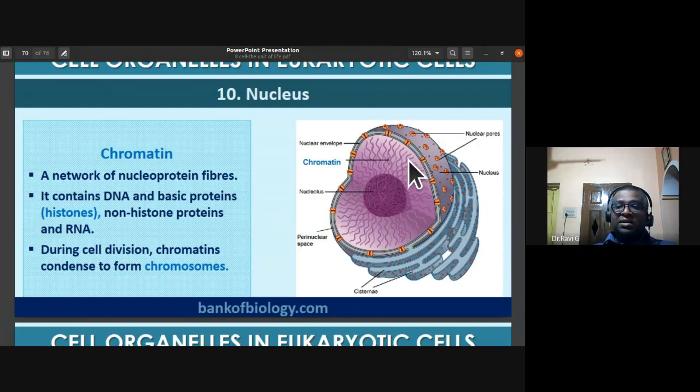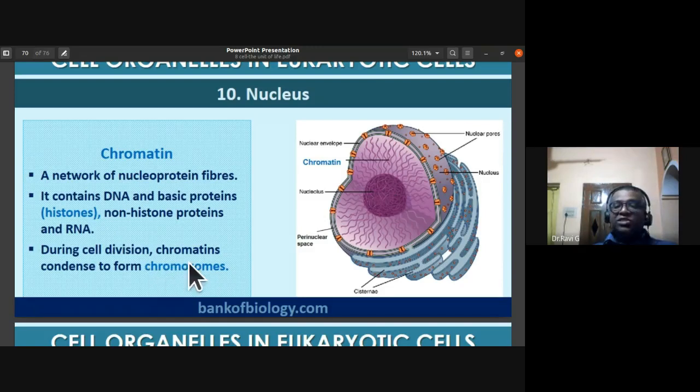So chromatin is a network of nucleoproteinaceous fibers. And what is it composed of? It contains DNA and basic proteins, which we call histones. They also have non-histone proteins, and RNA is also present. Majorly, they're composed of DNA and histones.